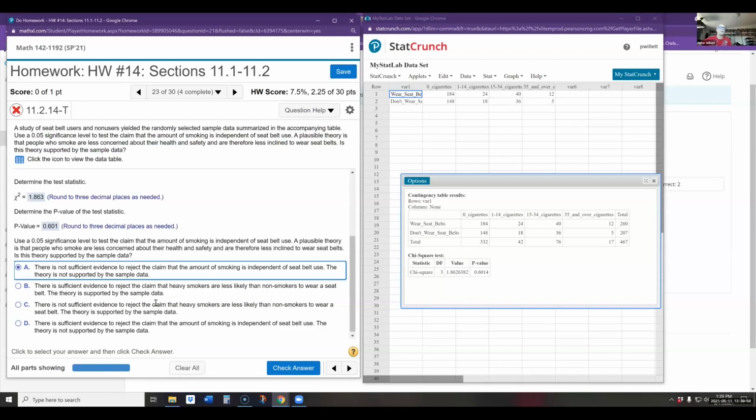Let's go ahead and take a look at the others real quick. There is sufficient evidence? No. When the P is not low, this could have happened by chance, and that's not evidence of anything. So we're never going to conclude that there's sufficient evidence when you have a high P-value. The other choice that has not sufficient is C: there is not sufficient evidence to reject the claim that heavy smokers are less likely. No, the claim we would be rejecting is the null hypothesis, not the dependence. So A is the right choice.